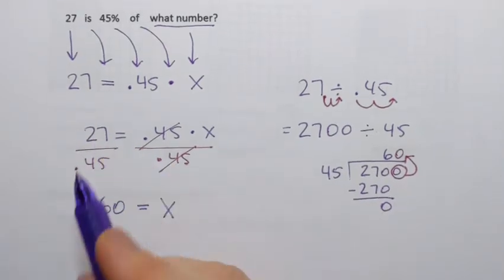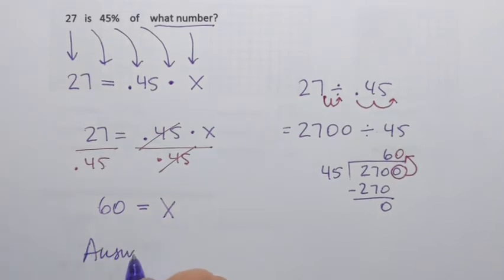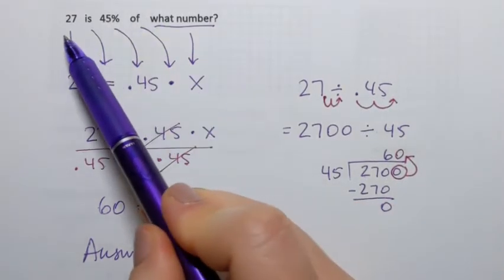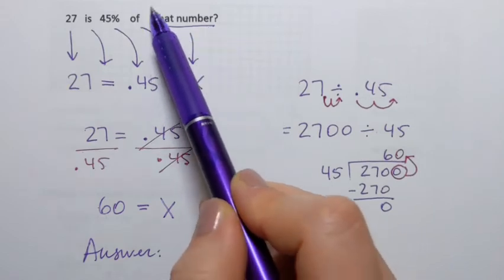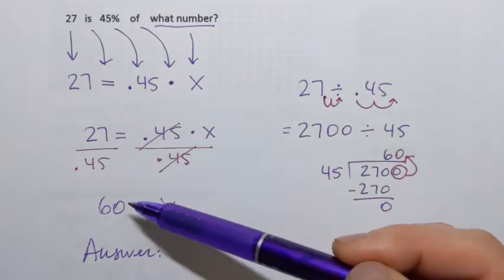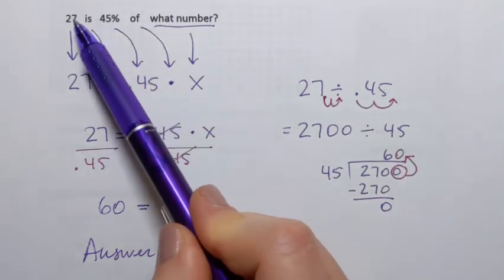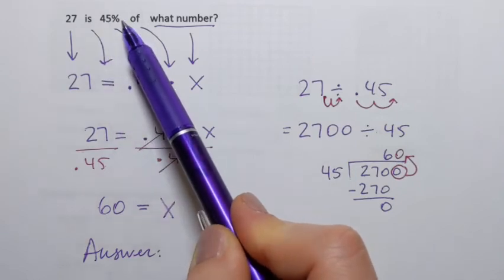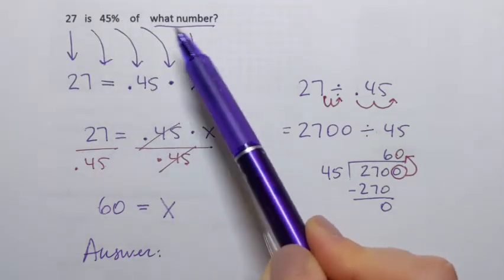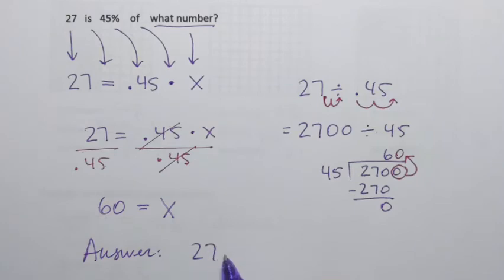And answer. I'm going to rewrite this question, but what number I will replace with what I found, 60. So it's going to be 27 is 45% of 60. 27 is 45% of 60.